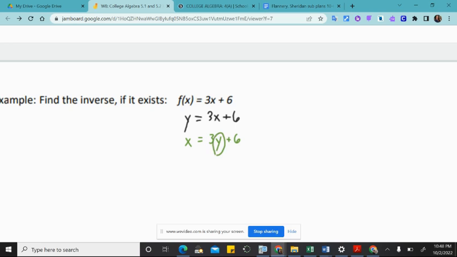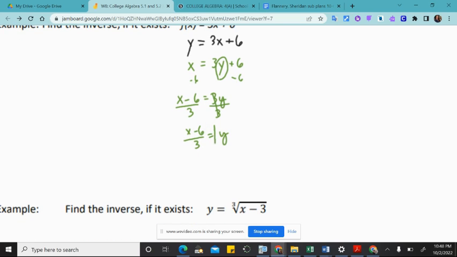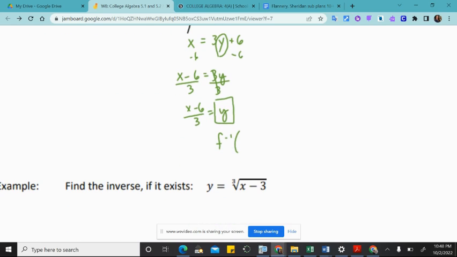So let's see. We want to get y by itself. We're going to subtract 6, so we have x minus 6 equals 3y. And then divide by 3. So x minus 6 over 3 equals y. Now, this new y, we're going to rename it f inverse. Whatever the name was originally up here, we stick that inverse on it. New name for the new version. Okay?